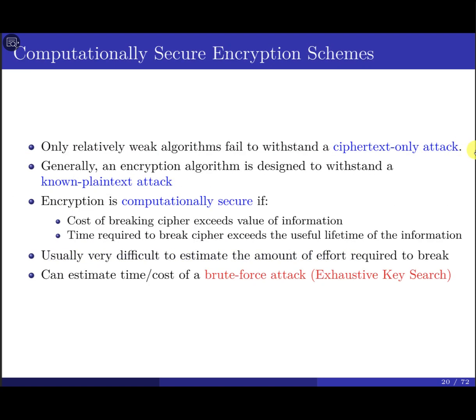We define, generally speaking, only a relatively weak algorithm as one that fails to withstand a ciphertext-only attack. In other words, if we find any system that cannot withstand the ciphertext-only attack, remember that means Eve has access only to the ciphertext to be decoded, and she's going to try to recover M. If your system cannot withstand this kind of attack, then don't use it. That's what we call weak algorithms. Actually, too weak. We're going to take a look at some of them today.